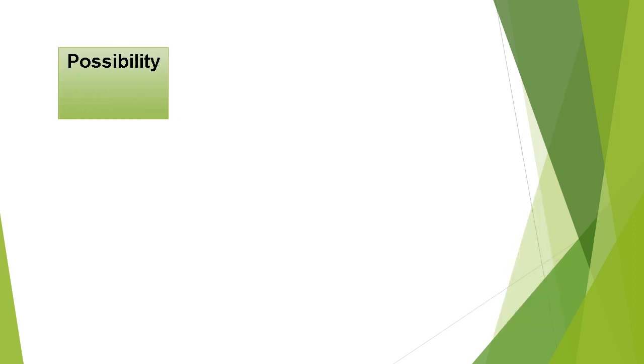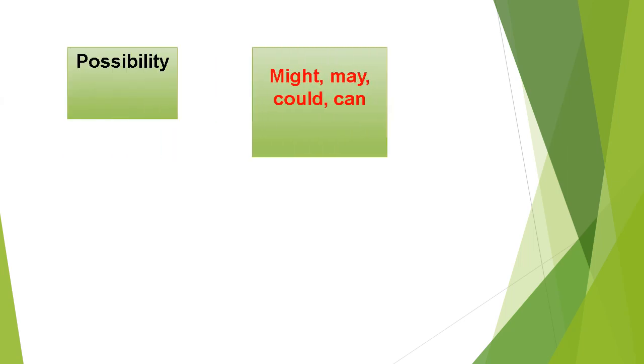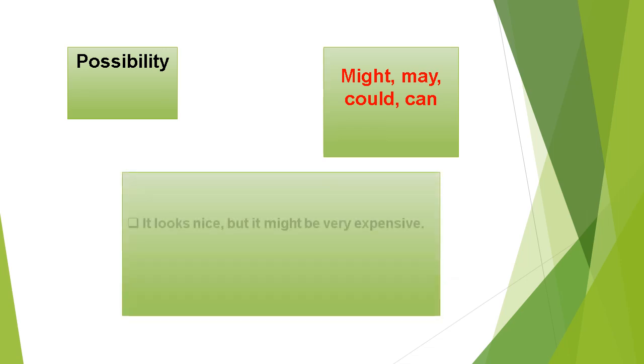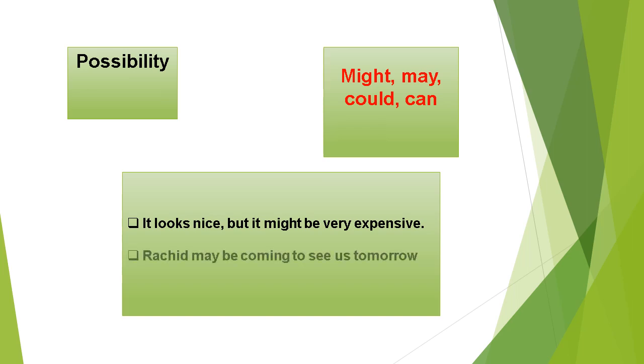Possibility. تقدر تسرى. It may happen. احتمال, which means probability. With the modal verbs might, may, could, or can. Okay? Let's have examples. It looks nice, but it might be very expensive. هذا احتمال. يشبه, but it might be very expensive. Rashid may be coming to see us tomorrow. We are not sure, but it may happen. تقدر تسرى.